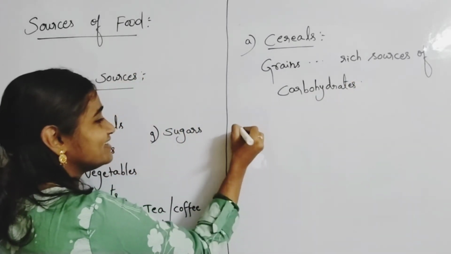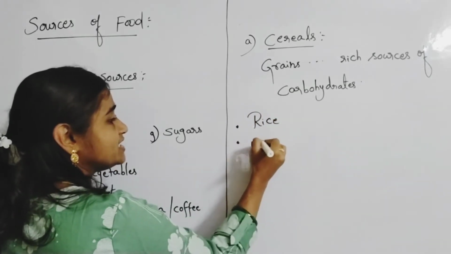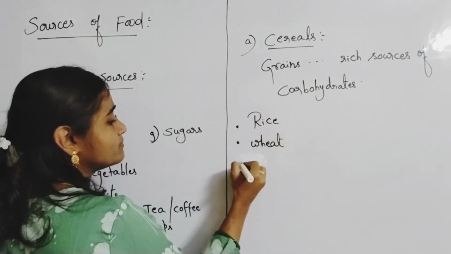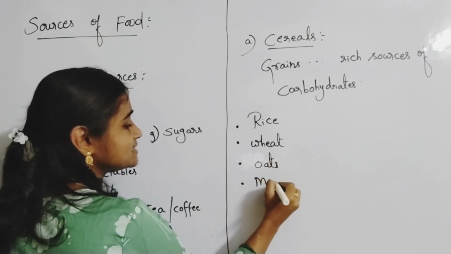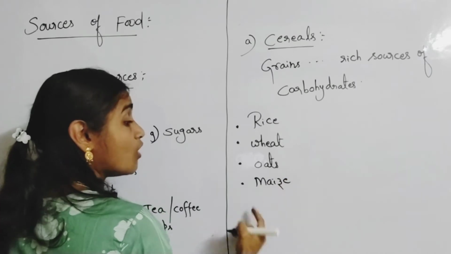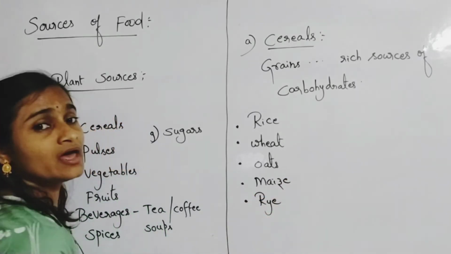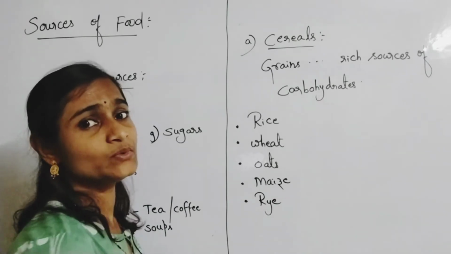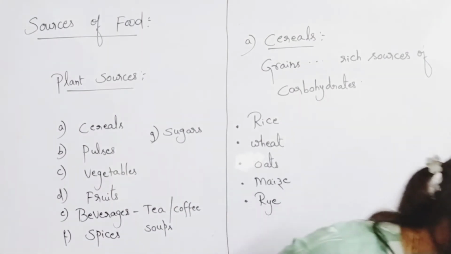What are the examples of these cereal grains? Let us take the examples. Rice, wheat, oats, maize or corn you can say, rye, and sorghum. Like that you have so many cereals.